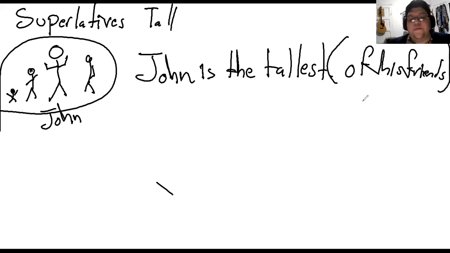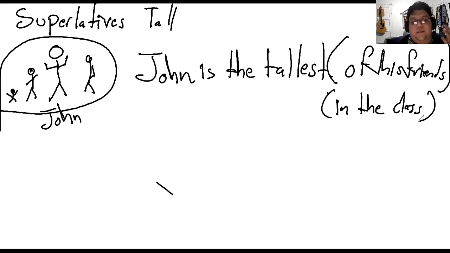Okay? Heck, what if John is in your class? You can say John is the tallest in the class. Okay? So that's what I meant. Because when you're comparing two or more people, technically, you're comparing John to his group of friends, or you're comparing John to the entire class.